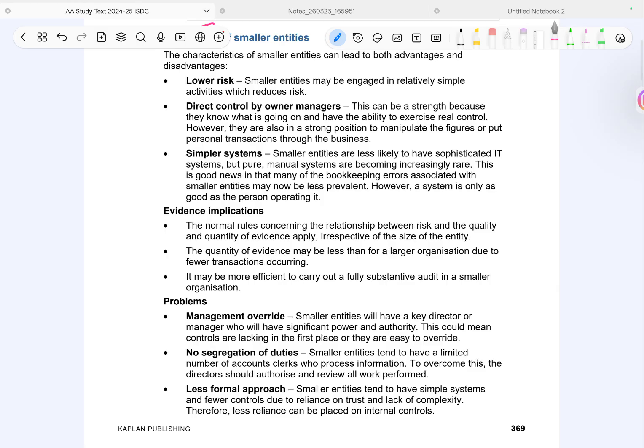There are also key problems in smaller entities. Management override is a major risk due to concentration of authority. Segregation of duties is often limited as controls rely heavily on owner review and authorization. Controls are also less formal, meaning auditors typically place less reliance on internal control systems and more on substantive testing.